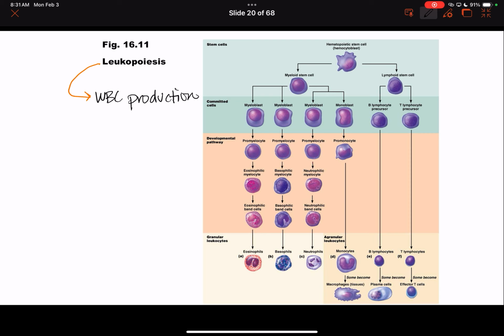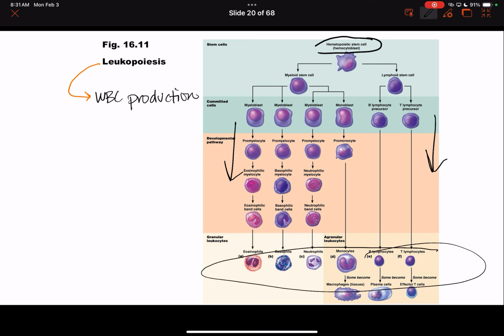And then you can see that they start with a hematopoietic stem cell, just like we saw with the erythropoiesis. And then they differentiate, become more specific, down a couple of different blood cell lines. And then they eventually become all the white blood cells that we talked about before, after their development. You don't have to know the steps, but there are a few key steps that we'll talk about here in a little bit.